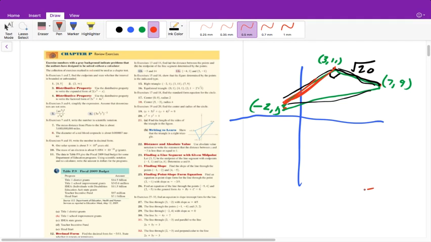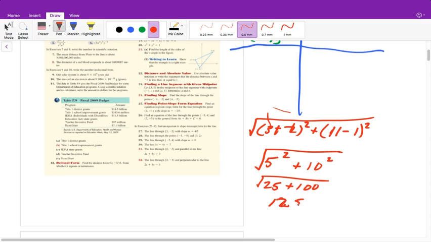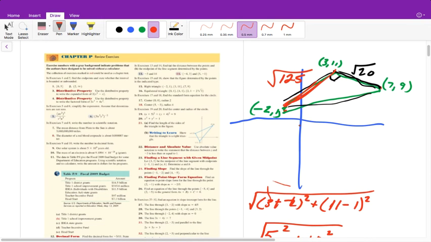So once again, it'll be the square root of (3 minus negative 2) squared plus (11 minus 1) squared. So then here we will get 5, so it'll be 5 squared plus 10 squared. So it'll be 25 plus 100, so it'll be the square root of 125. So that means this distance is the square root of 125. All right, let me just erase this. And then the last one.